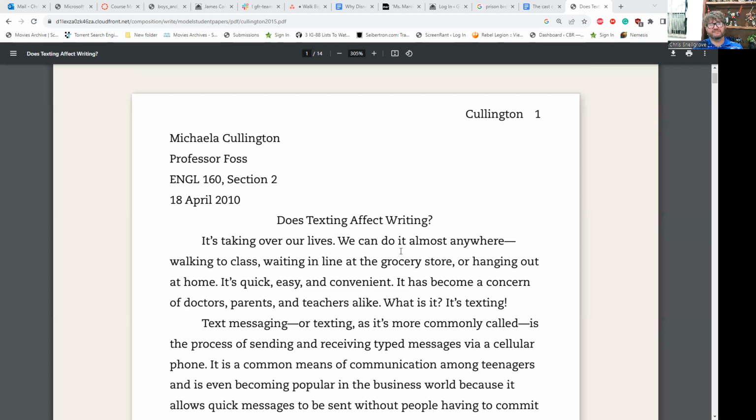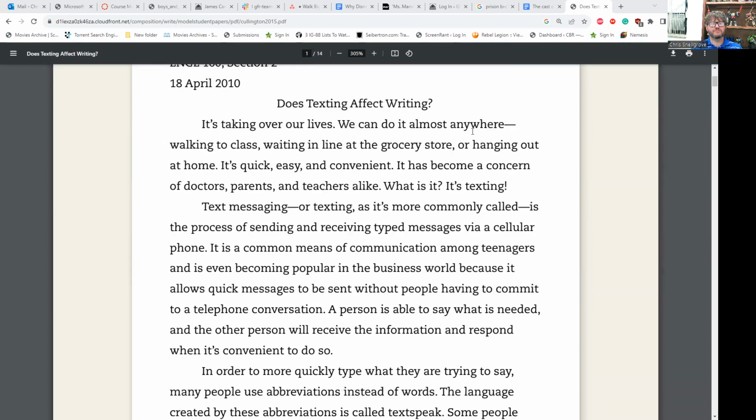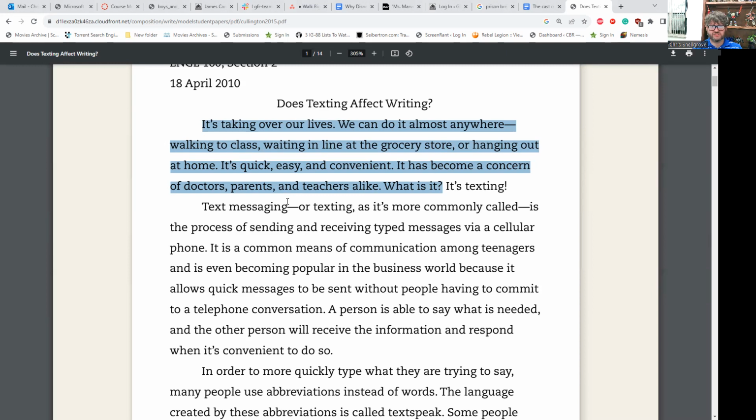So check out, now we're finally getting to the article that I'm screen sharing with you more explicitly. Check out the way that she starts this article off, because she could have just been like, many people are wondering if texting affects writing. But instead, it's taking over our lives. We can do it almost anywhere. Walking to class, waiting in line at the grocery store, or hanging out at home. It's quick, easy, and convenient. It's become a concern of doctors, parents, and teachers alike. What is it? It's texting. So she did this very much on purpose.